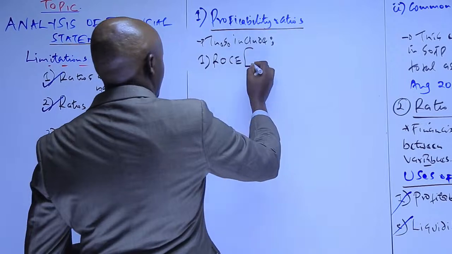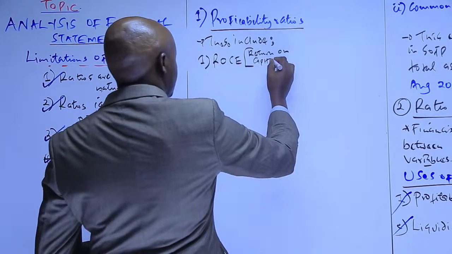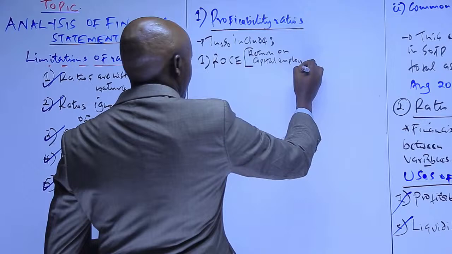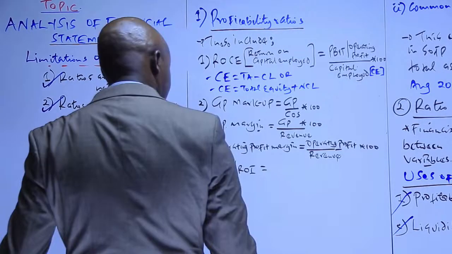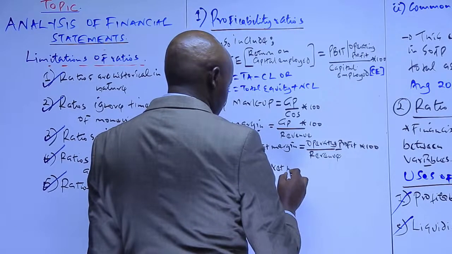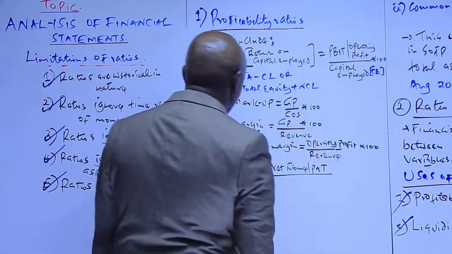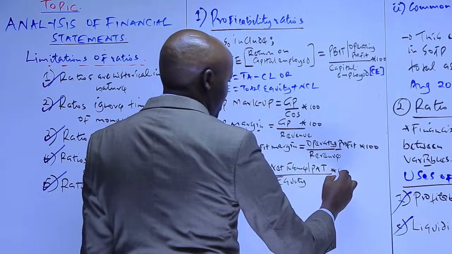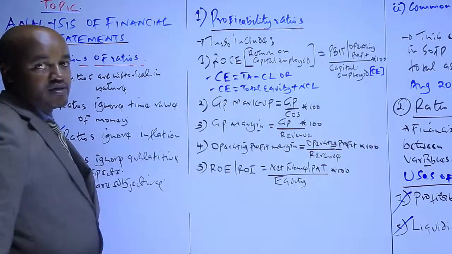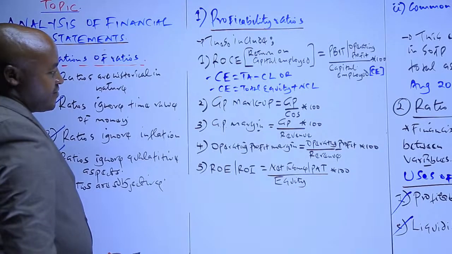So we have the first profitability ratio, which is known as the return on capital employed, abbreviated as ROCE. So how do we compute this? This one is computed by taking net income, or basically the profit after tax, and then we divide that with equity times 100. So equity, you have to recall, is ordinary share capital plus reserves.